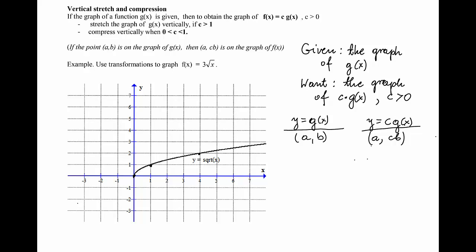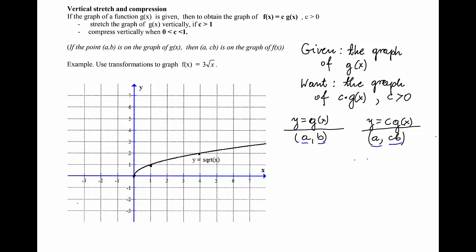If I were to make the table of values for that function, then I could use the same x coordinate for both function g of x and c times g of x, because those two functions have the same domain. Now, if b is the y coordinate of the point on the graph of g of x, then the y coordinate of the point on the graph of c times g of x will be c times b. The y coordinate is multiplied by c while the x coordinate stays unchanged.